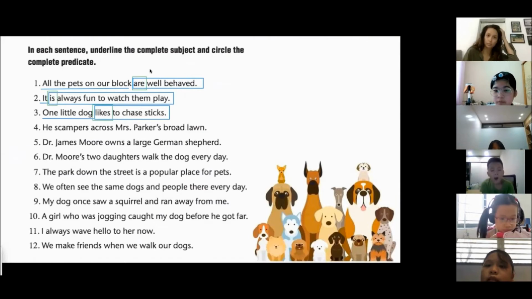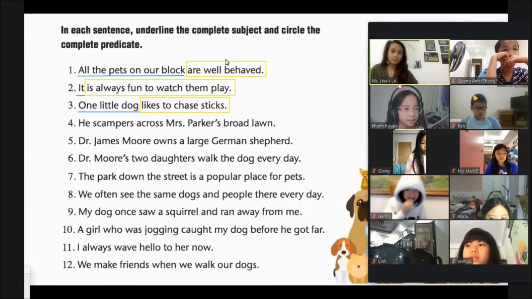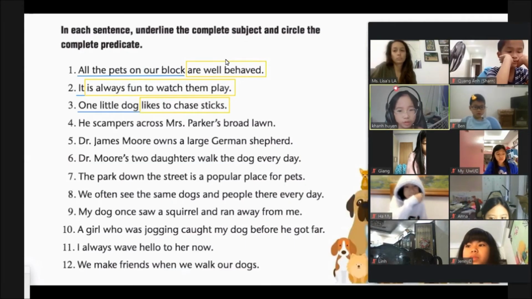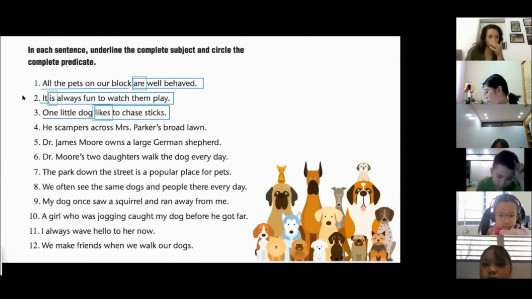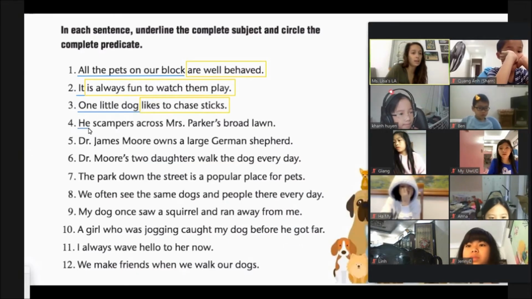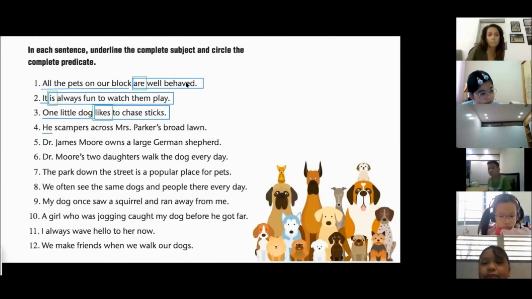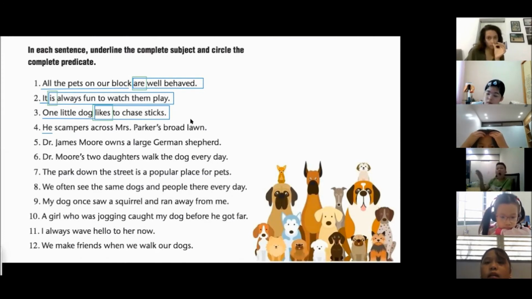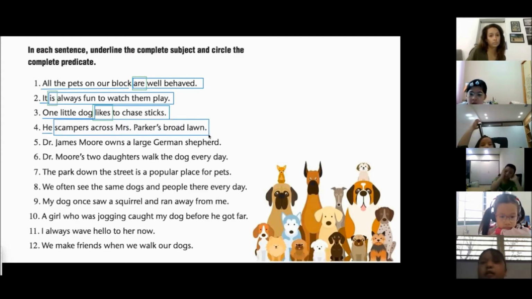Number 4. He scampers across Mrs. Parker's broken lawn. What is our complete subject? Our complete subject is he. Just he. Right? Remember, sometimes our complete subject can only be one word. In this case, our complete subject is still only one word. What's our complete predicate? Our complete predicate is scampers across Mrs. Parker's broken lawn. Good job.